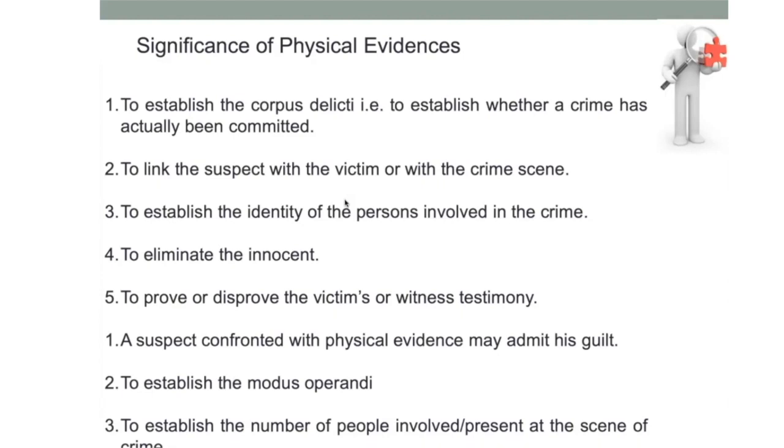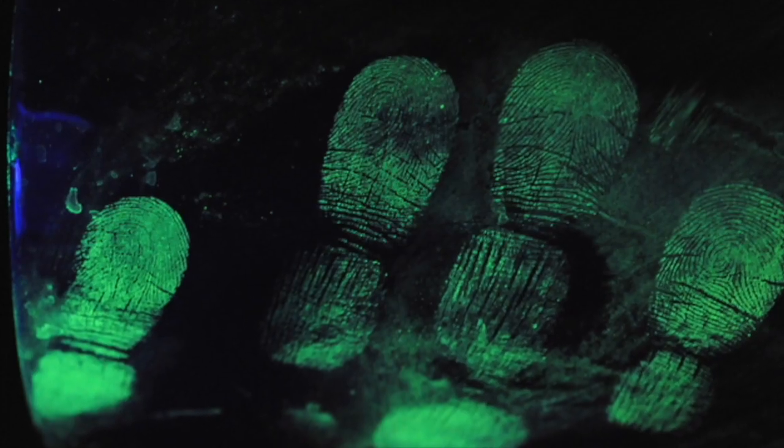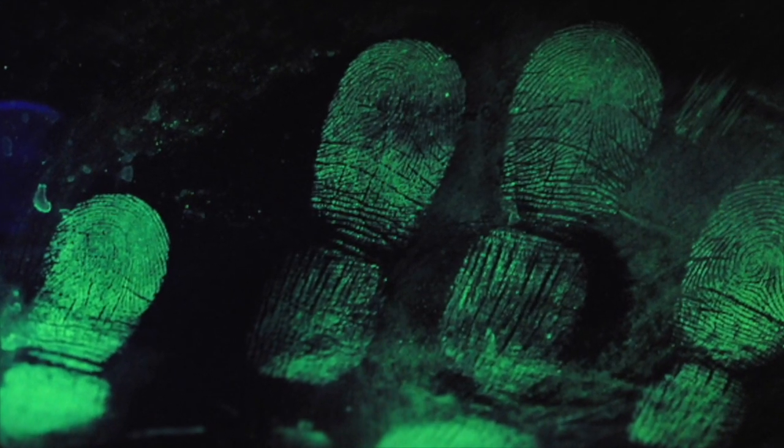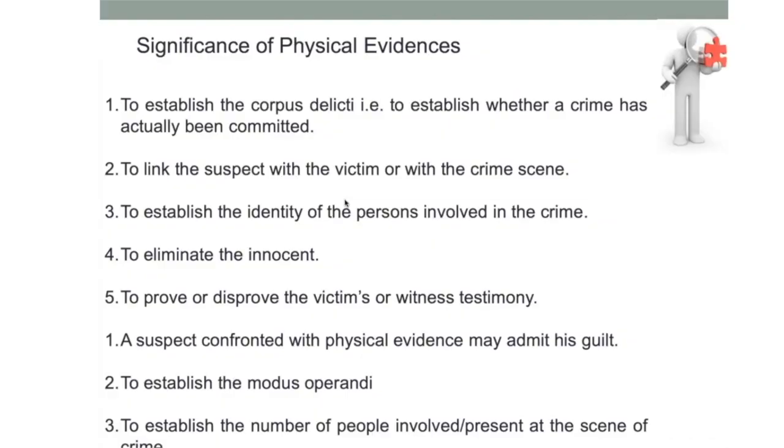Then, to prove or disprove the victim or witness testimony. Let's say if I am saying that I have never visited the crime scene, so what does the forensic expert have to do? If my fingerprints are encountered there, it means I have visited the crime scene. Otherwise, how did my fingerprints get there? There can be other possibilities also, but it also has to be proven how my fingerprints reached the crime scene.